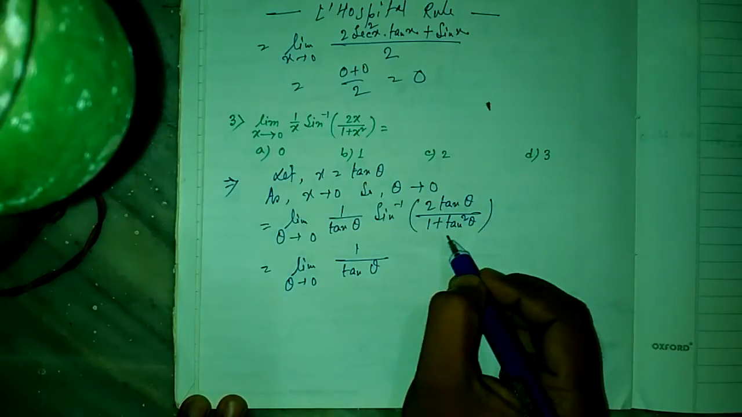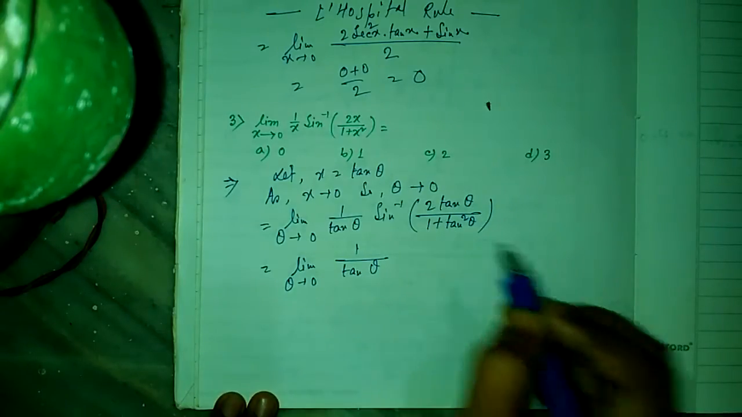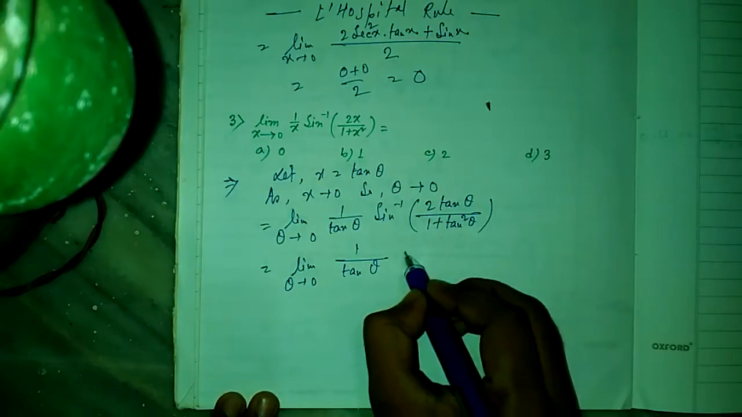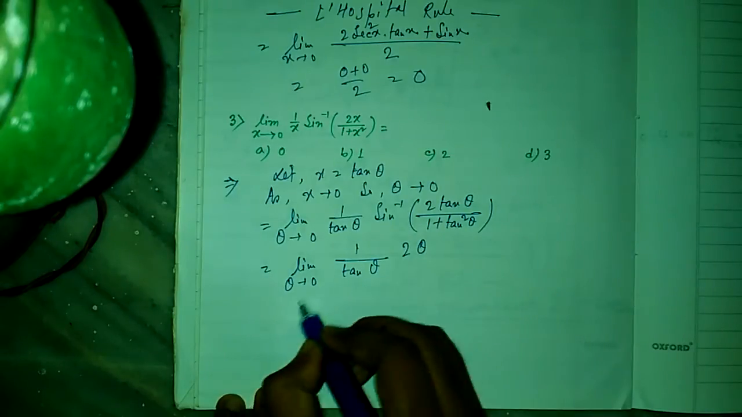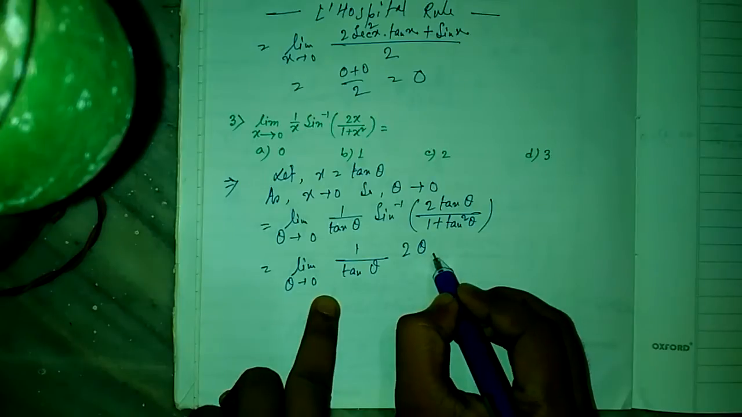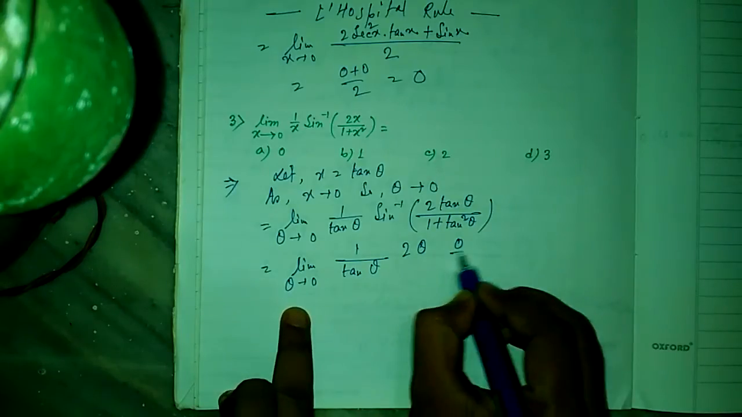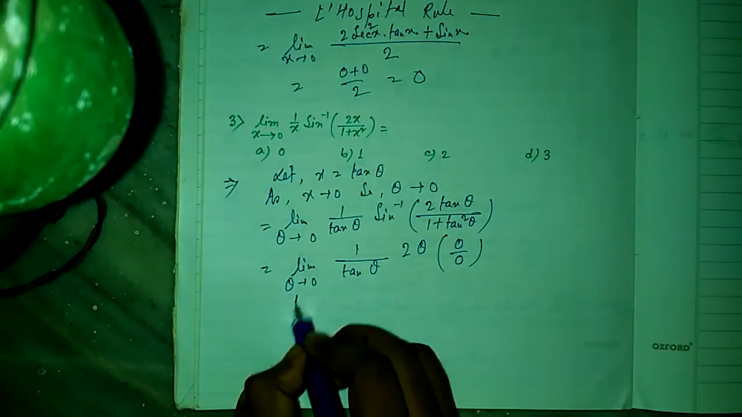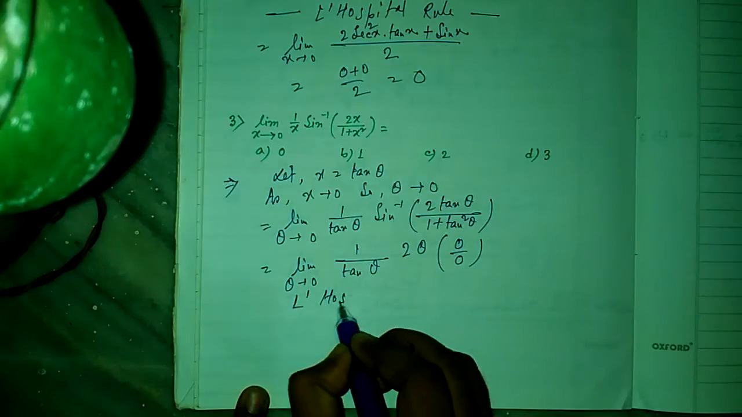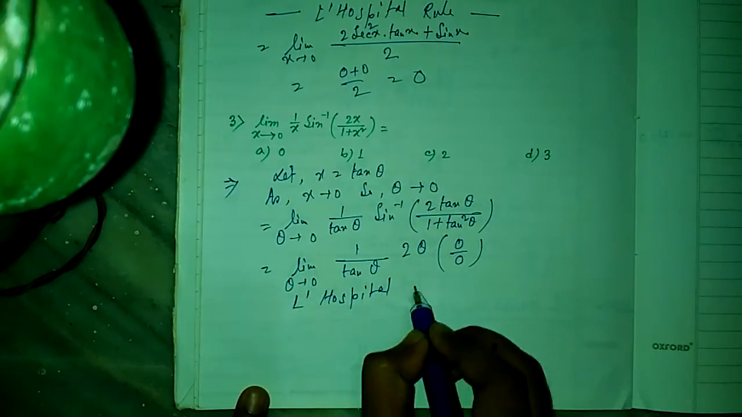2 tan theta by 1 plus tan square theta means sin 2 theta. So sin inverse sin 2 theta means 2 theta. When we put theta equal to 0, this will be 0, tan 0 means 0. So this is 0 by 0 form. So here we apply L'Hospital's rule.